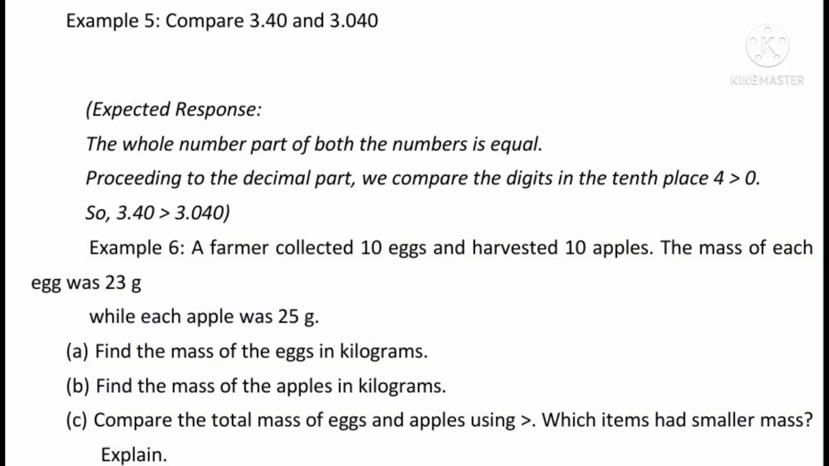Then example number 6. A farmer collected 10 eggs and harvested 10 apples. The mass of each egg was 23 gram, while each apple was 25 gram. Question number 1. Find the mass of the eggs in kilograms. Question number 2. Find the mass of the apples in kilograms. Question number 3. Compare the total mass of eggs and apples using greater sign. Which item had smaller mass?